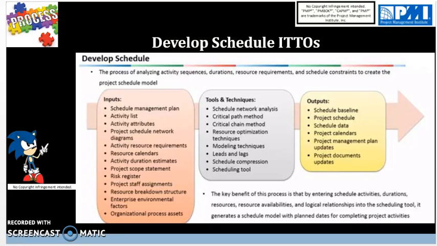Next, we have the outputs for developed schedule, and the key output of this process is schedule baseline, which consists of all the estimates and approved version of those estimates, along with the schedule network diagram tied into it. That gives us a clear picture of what our milestones are and what the overall schedule duration is and what needs to be done when. Next, we have project schedule, schedule data, project calendar, project management plan updates. Since the baseline is part of the plan, we have to update it. Project document updates. So those are all the outputs.